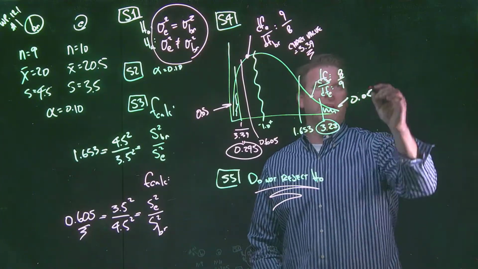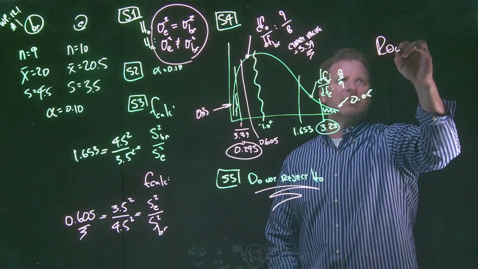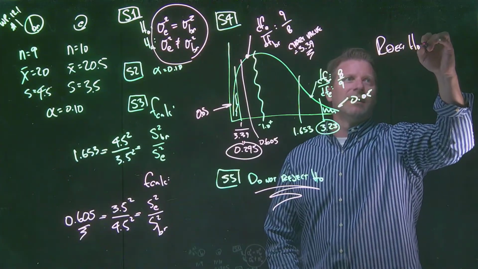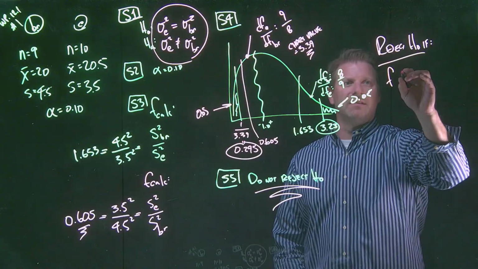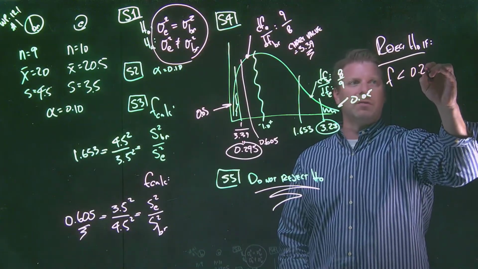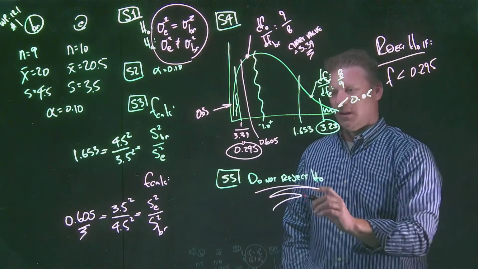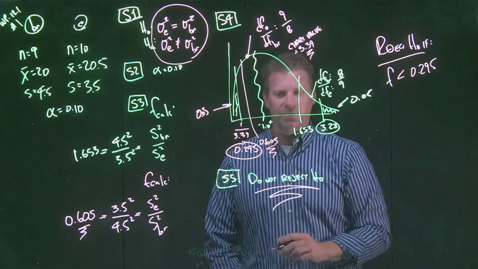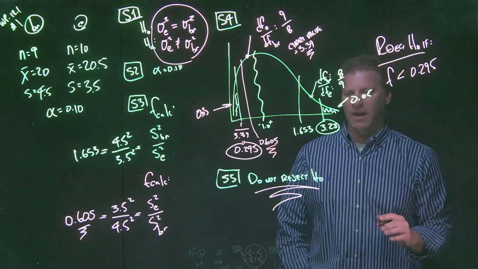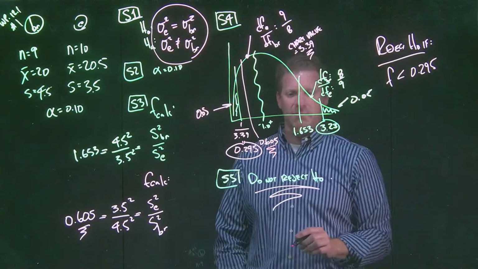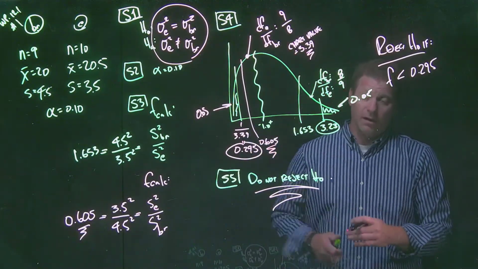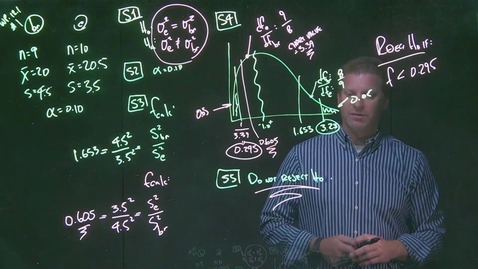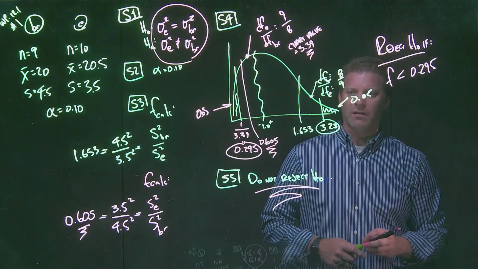So again, if we were writing this out, this rule would also be slightly different. We would reject H sub 0 now if our F calculated value is less than 0.295. Of course, we know we calculated our F value at 0.605, so we end up with the same conclusion as before. Do not reject H sub 0. Do not reject the null hypothesis.